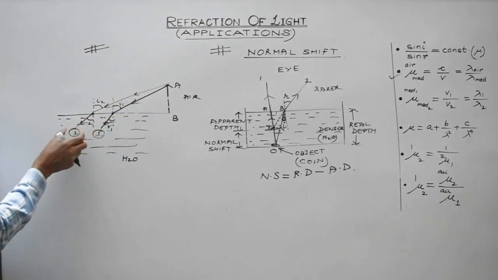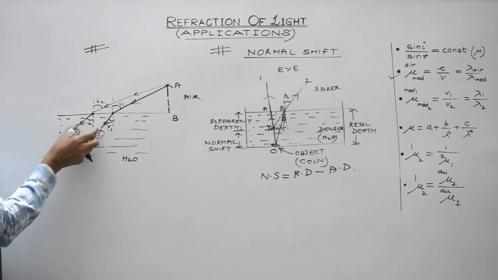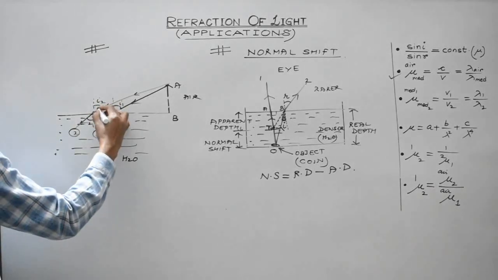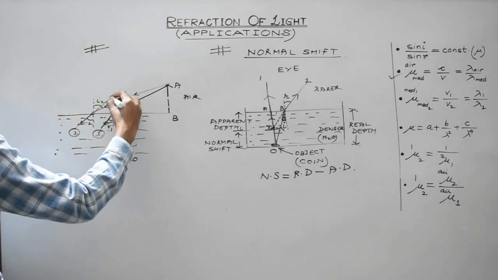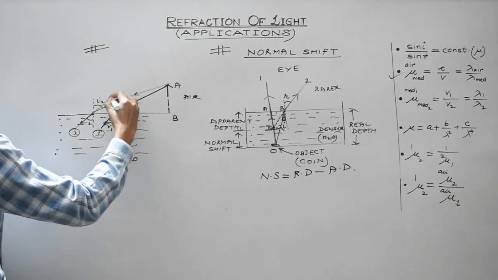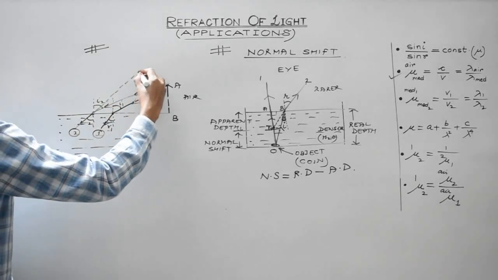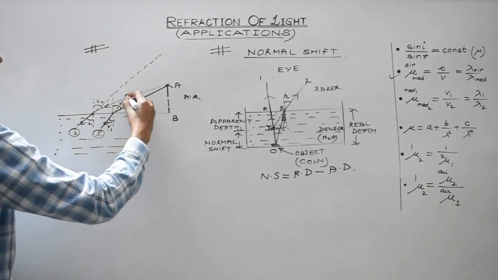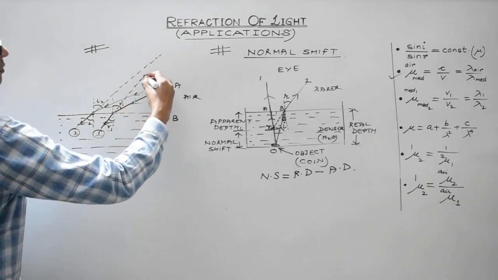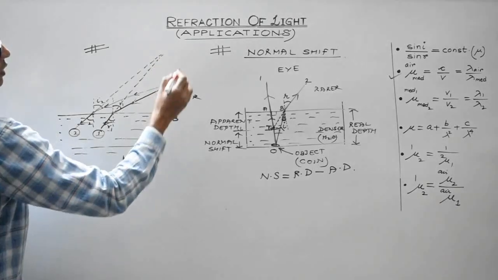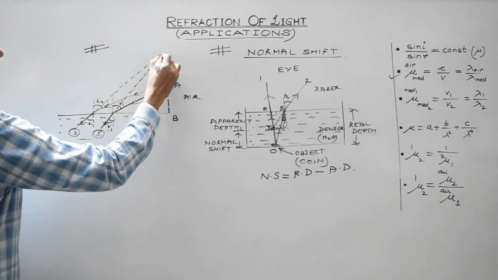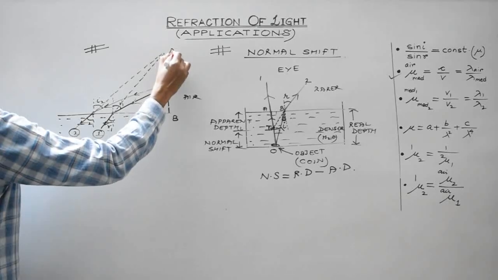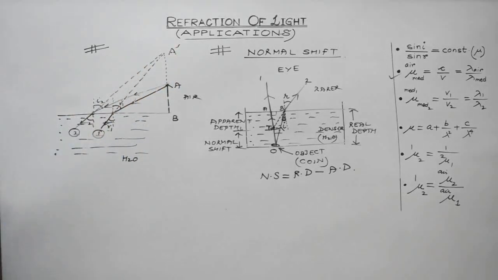So what to do is, produce these 2 rays in the backward direction, like this. Because these 2 rays appear to be coming from a particular point. So this point will appear to be somewhere over here. Let it be A dash.